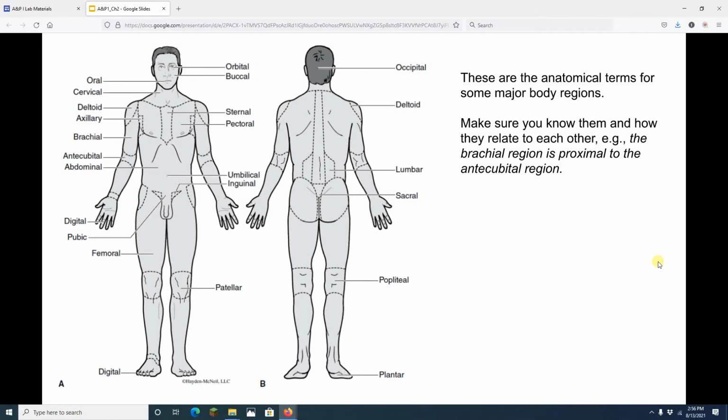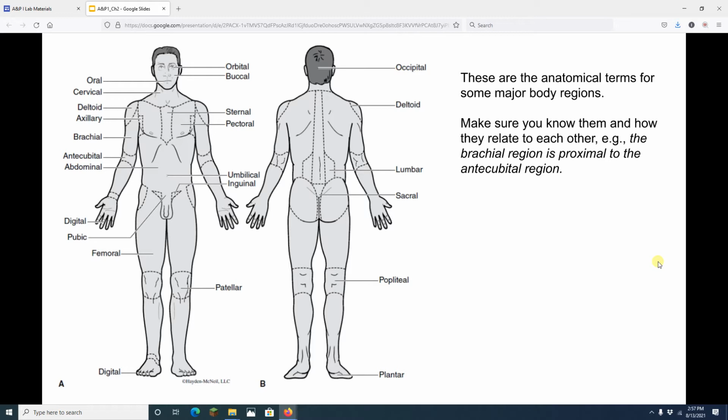Hey A&P students, welcome to lab number 2, Anatomy and Physiology 1, which is all about body regions, as you can see right here, as well as body cavities. So today we are going through body regions and body cavities. I got this picture up here, which is actually a picture straight from your lab manual. It's on page 12 of your lab manual if you want to check that out.